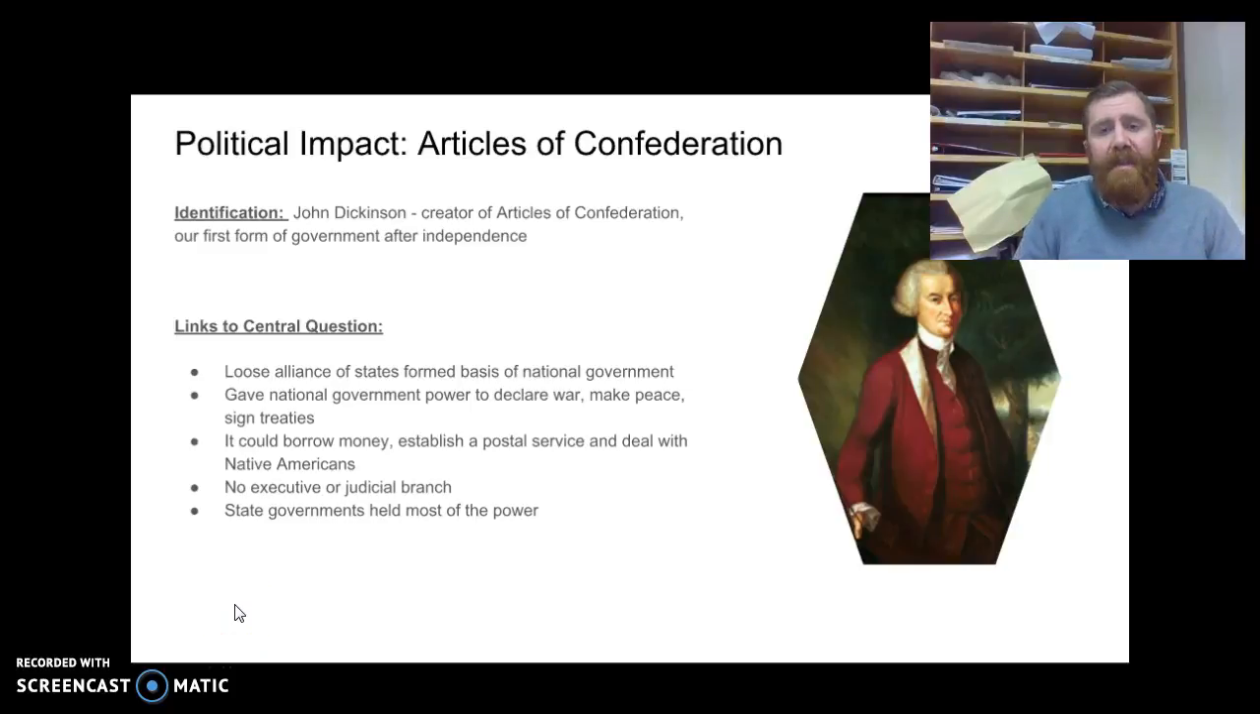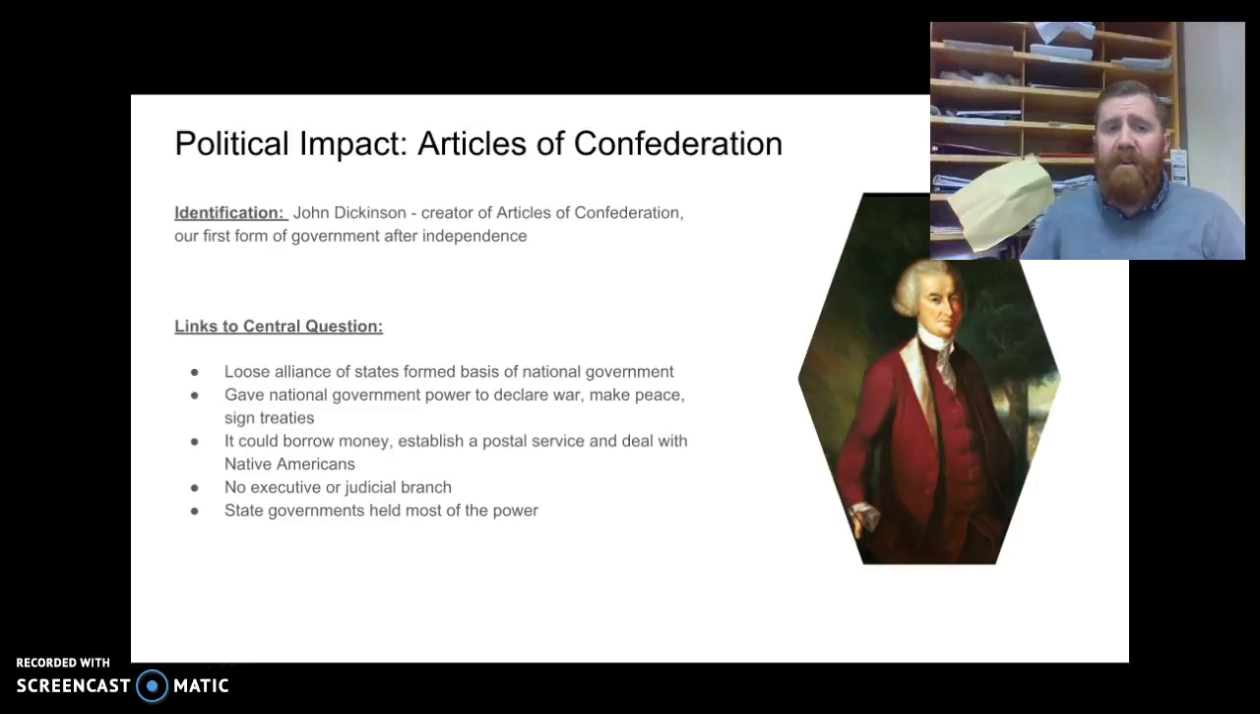All right, so when we're looking at the impact of the American Revolution and how revolutionary was it, we want to take into consideration the political impact and what sort of political impacts we see, especially at the national level. So for your identification, the picture that you see here is of John Dickinson.